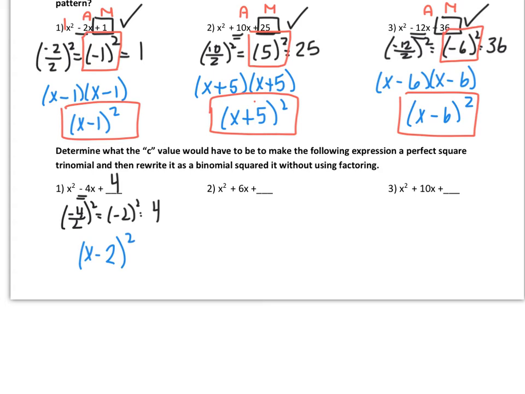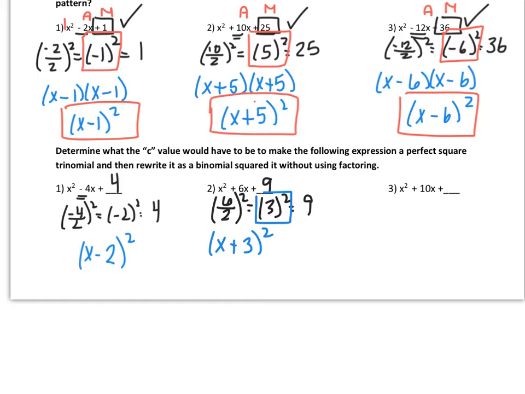Okay? So let's move on to the next one. Let's find c first. Half of 6 squared. So 3 squared is 9. Now, we're going to factor this. This is going to be x plus 3 squared, because of this part right here, it's a positive 3, and that's it.